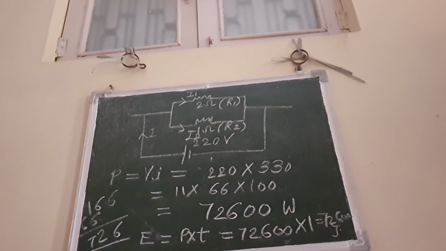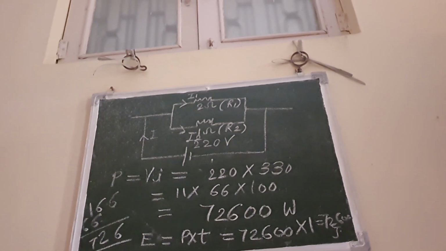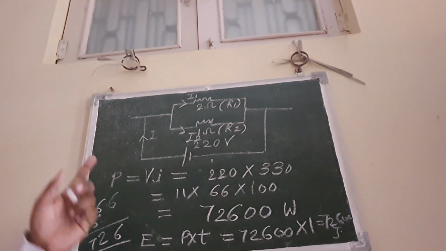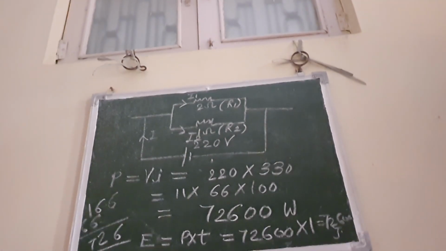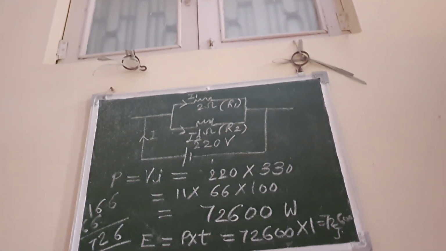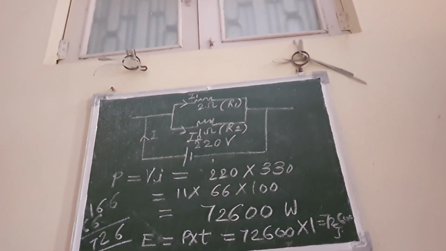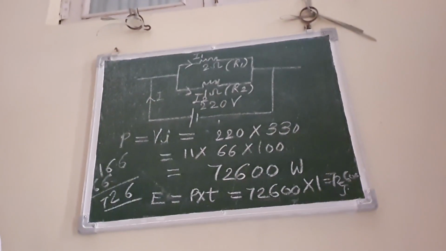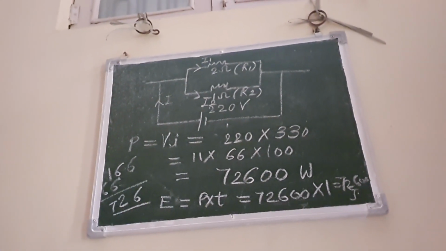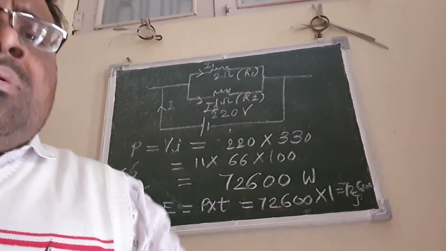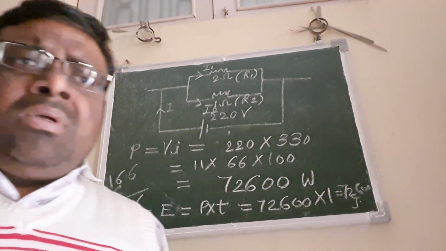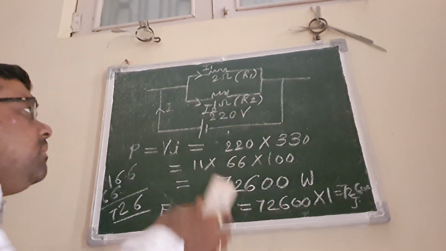We have understood that in a parallel circuit the voltage will be the same and the current will be different. Now, in a series circuit, the current will be the same.